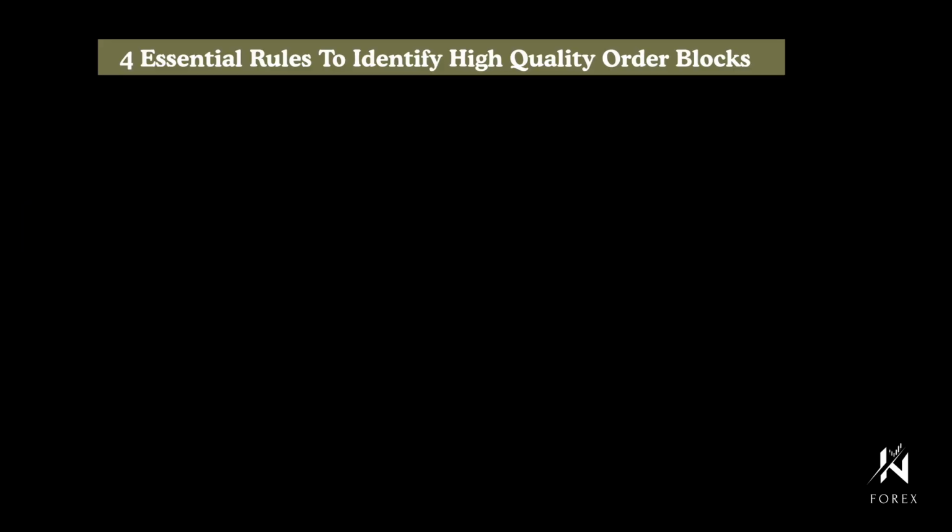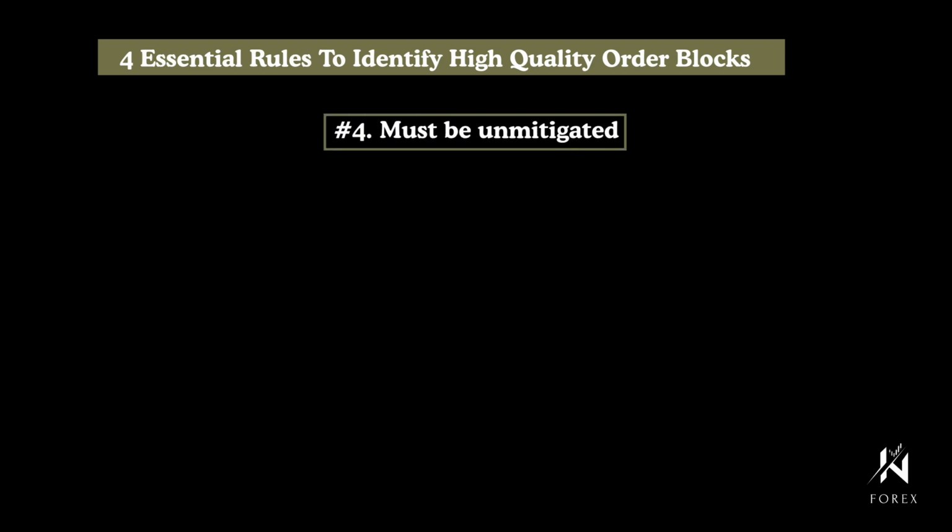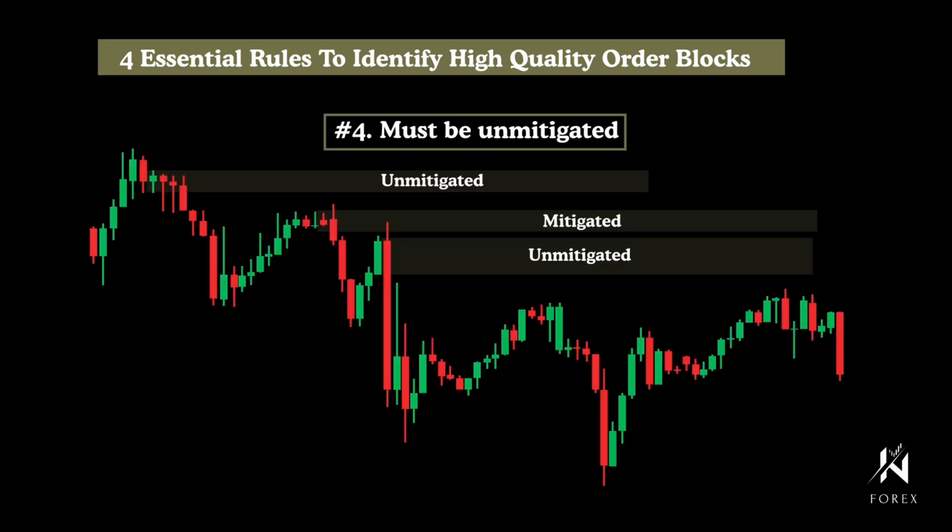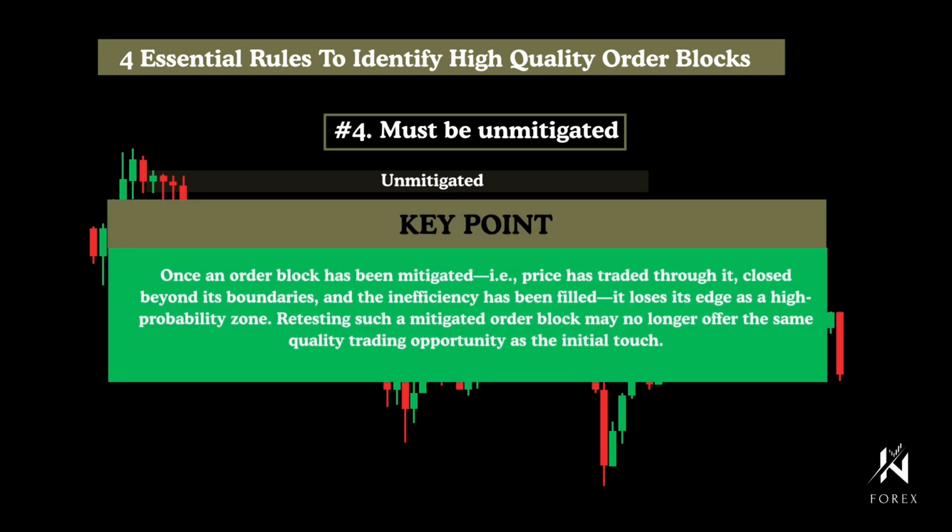Rule number 4: the order block must be unmitigated. An essential rule in trading with order blocks is that they are one-time use zones. This means we focus only on the first interaction when price enters an order block. Once an order block has been mitigated, i.e., price has traded through it, closed beyond its boundaries, and the inefficiency has been filled, it loses its edge as a high probability zone. Retesting such a mitigated order block may no longer offer the same quality trading opportunity as the initial touch.